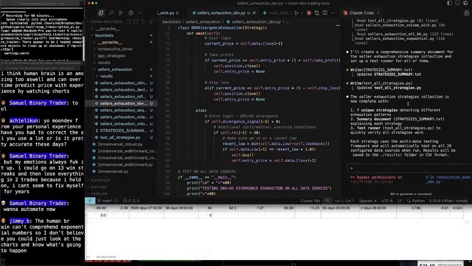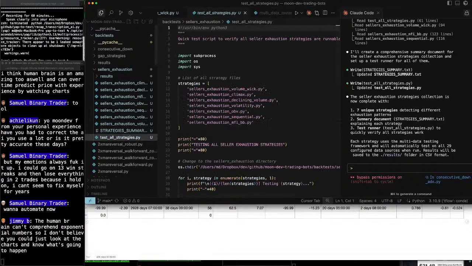The seller exhaustion strategies collection is now complete. 7 unique strategies detecting different exhaustion patterns. Summary document: strategy_summary.txt explains each strategy. Test runner: test all strategies to quickly verify that all strategies work.